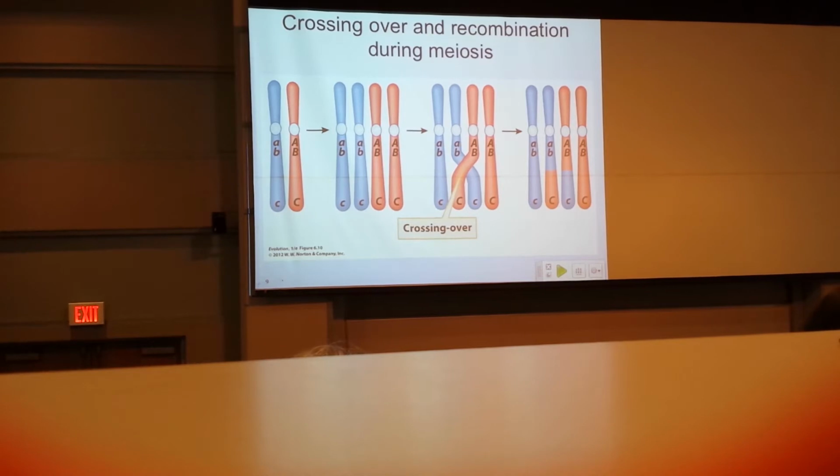And an important point here is that there's a continuum in the likelihood of crossing over. If you have 2 genes that are right next to each other, then the likelihood of crossing over between them is very low, and therefore they're always going to show up together.